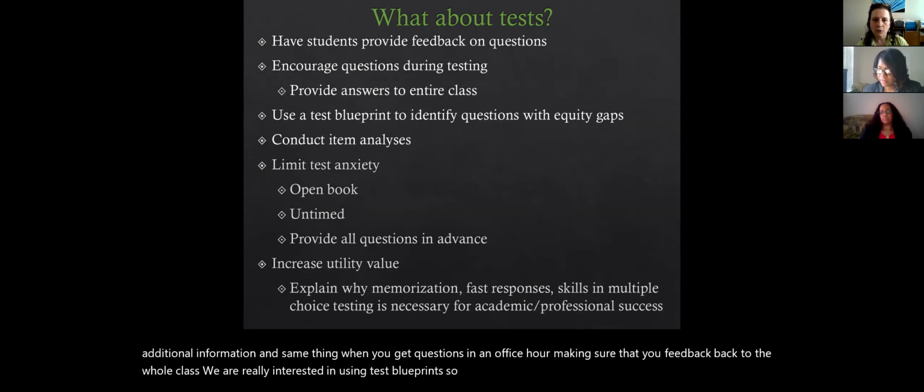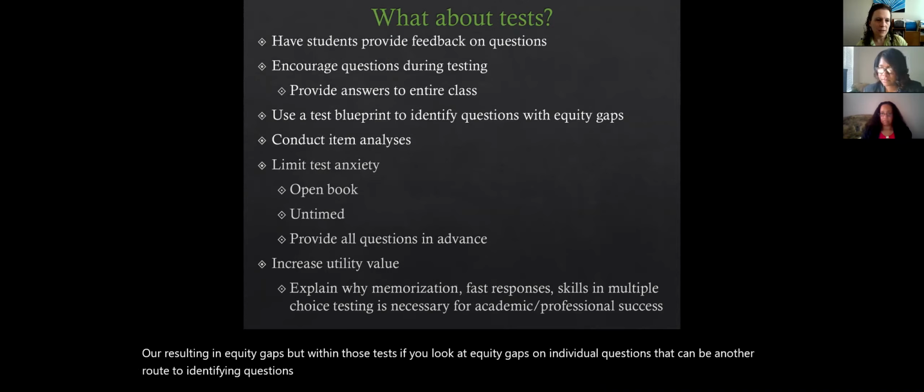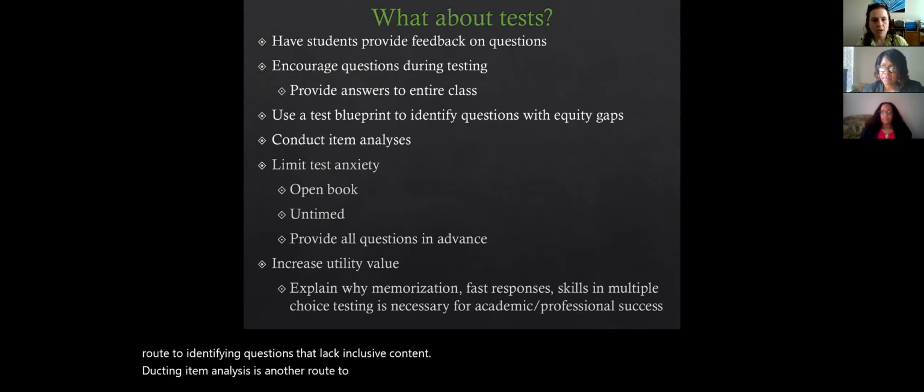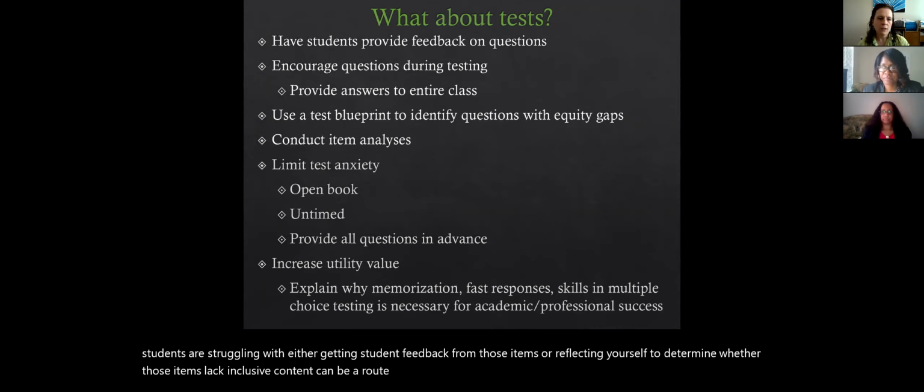We are really interested in using test blueprints. So far we've been at the level of looking at tests and seeing that many multiple choice tests are resulting in equity gaps. But within those tests, if you look at equity gaps on individual questions, that can be another route to identifying questions that lack inclusive content. Conducting item analyses is another route to this. Even without disaggregating at the level of items, if you find items that many students are struggling with, either getting student feedback on those items or reflecting yourself to determine whether those items lack inclusive content can be a route to increasing the inclusive content.